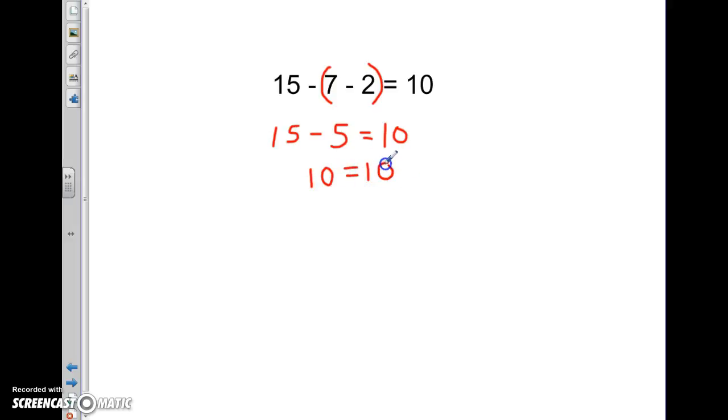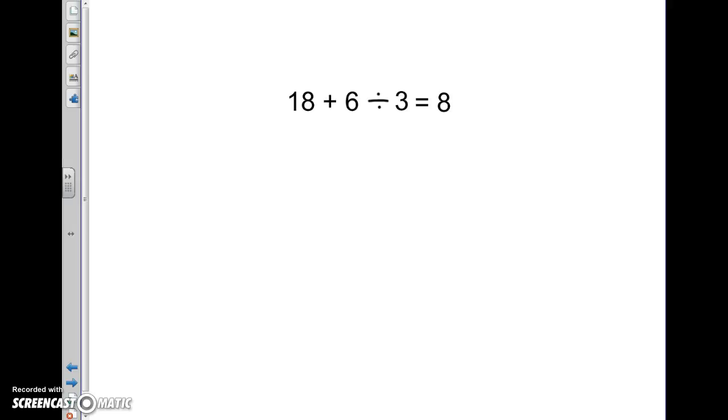So that's what we're working on here, and what we'll be working on tomorrow is taking an equation and figuring out where the parentheses need to go in order to make that equation true. Now this is a true equation, and this last one I'm going to let you practice so you're ready for tomorrow. If we had 18 plus 6 divided by 3 equals 8, it's going to need parentheses somewhere. Where do the parentheses need to go?